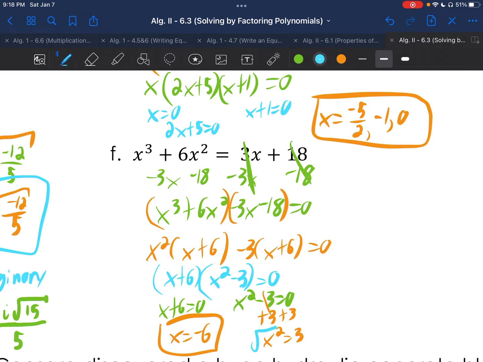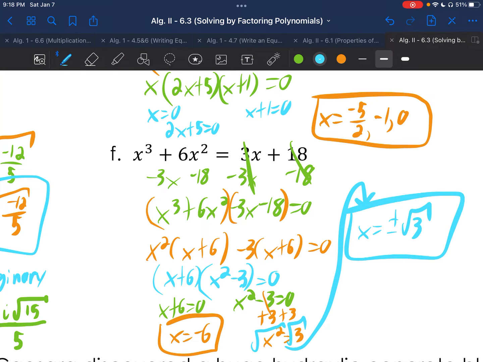Then we square root both sides, undo the square, and we get x equals positive or negative square root of 3, which can't be simplified any further. So those are our 3 answers. Once again, the positive and negative, 2 answers total.